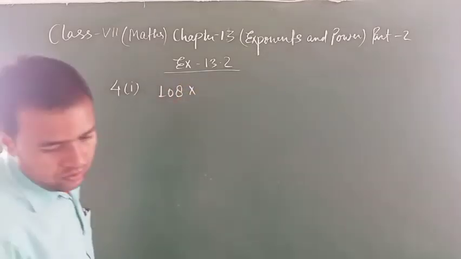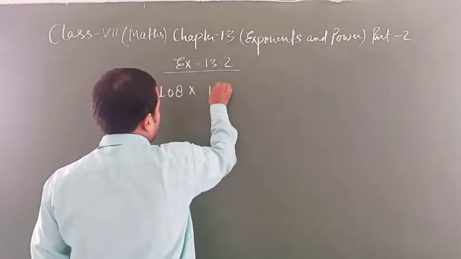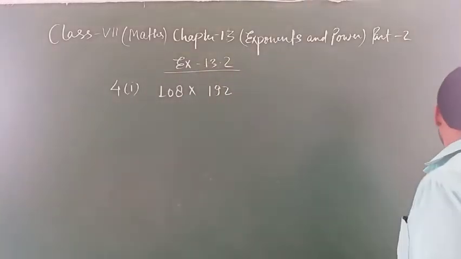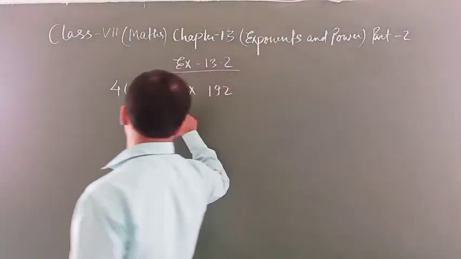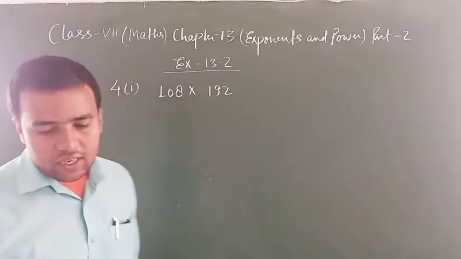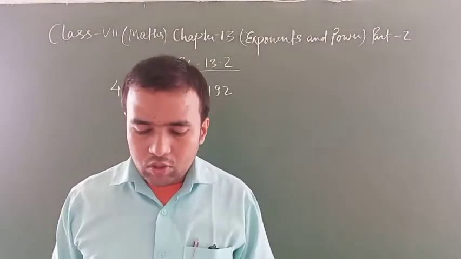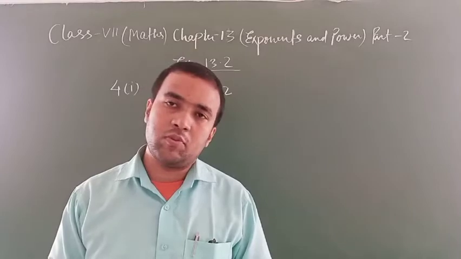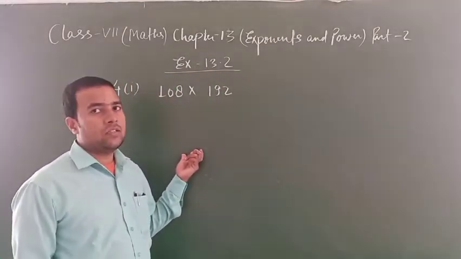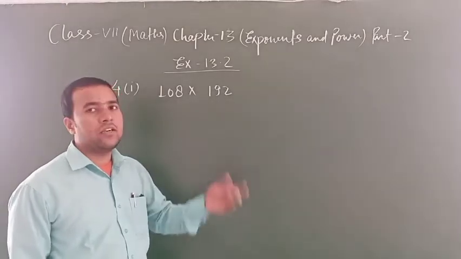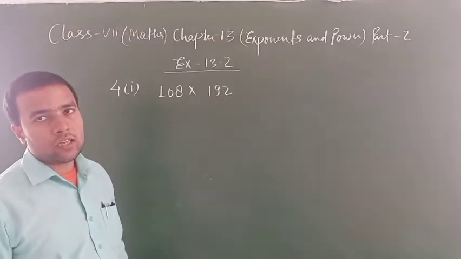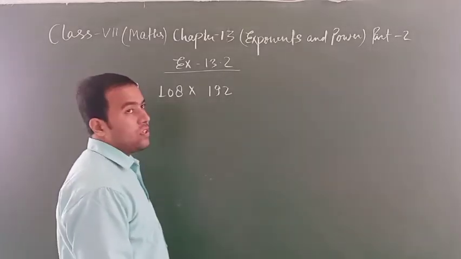108 multiple 192. Clear? The question is telling us to express each of the following as a product of prime factors only, in exponential form. Means first of all we will find the LCM. After that write in exponential form. Means your answer should become in exponential form. Clear? 108.